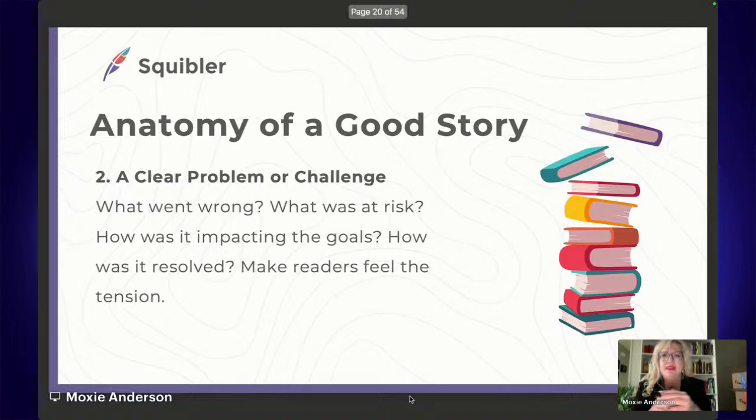Another part of the anatomy of a good story is to make sure you have a clear problem or challenge. What went wrong and what was at risk here? Was the company in danger of failing? Was another company taking over the market? How was the challenge impacting the goals of the company overall? How was the challenge resolved? And make readers feel the tension here as well.